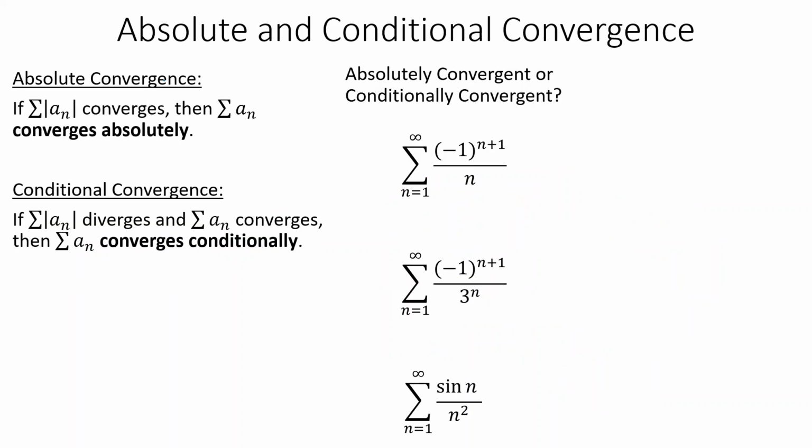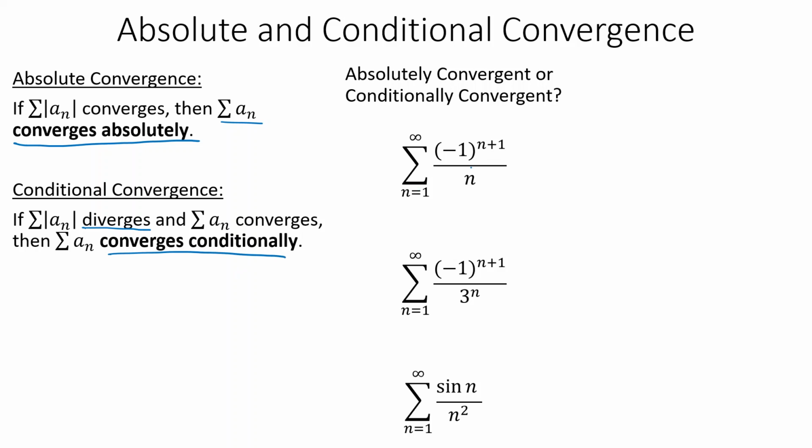All right, absolute convergence. We say something converges absolutely if we get rid of the negative, like we take the absolute value of it, and it still converges. Then the original guy converged absolutely. But if we get rid of the absolute value and it diverges, then we say it converges conditionally.